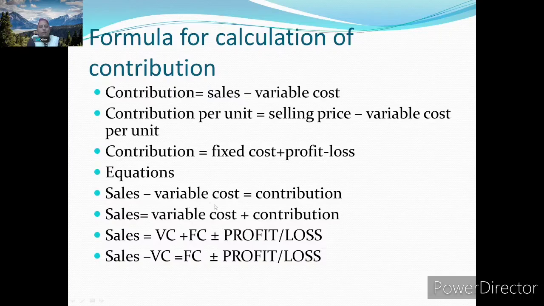Sales minus variable cost is equal to contribution. Sales is equal to variable cost plus contribution. Sales is equal to variable cost plus fixed cost plus or minus profit or loss. Whatever is given, we have to consider in this. Then sales minus variable cost is equal to fixed cost plus or minus profit or loss. Profit is added and the loss is deducted. These are some important formulas we will consider for the calculation of the contribution. Okay.